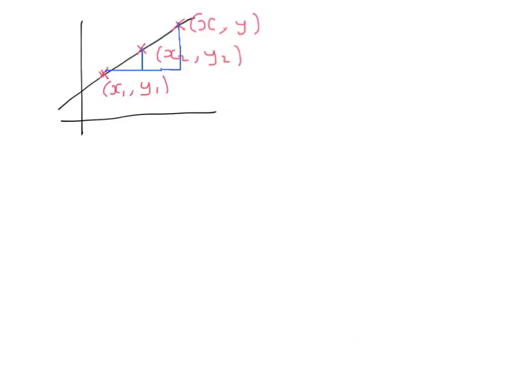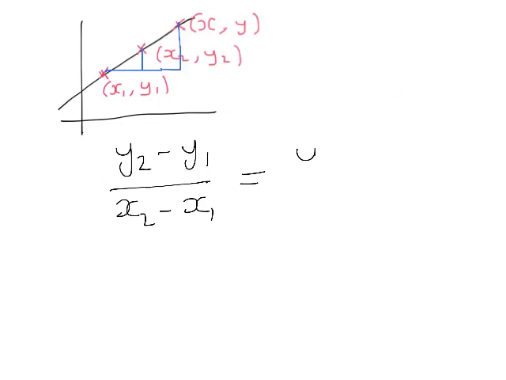So if I evaluate the gradient from our two specific points, it's the change in y, so y2 minus y1 over x2 minus x1. And that is going to be the same as evaluating it from our first specific point x1, y1 and a general point x, y. If we do that, it's going to be y minus y1, the change in y, over x minus x1.